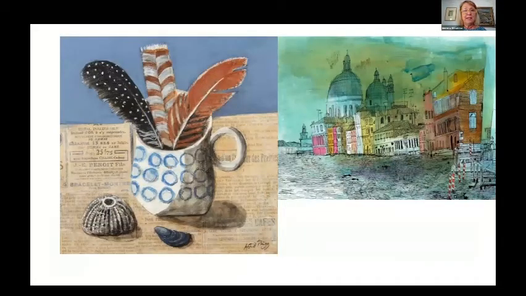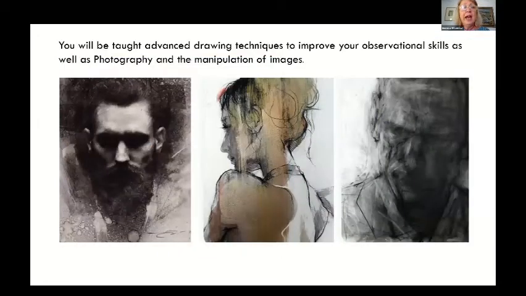You'll be interested in mixed media, as I've said before. And these ones here, I'll be using newspaper and oil pastel and inks and all sorts of things. And you are going to be taught advanced drawing techniques to improve your observation and photography too.